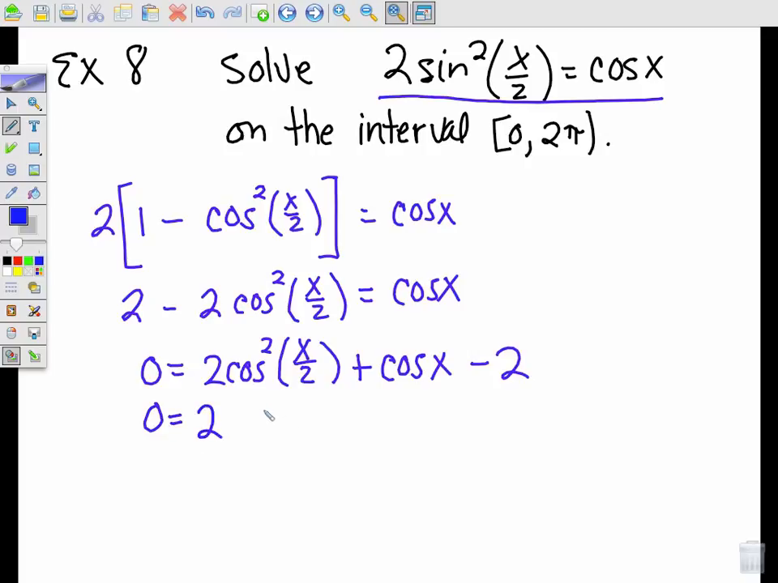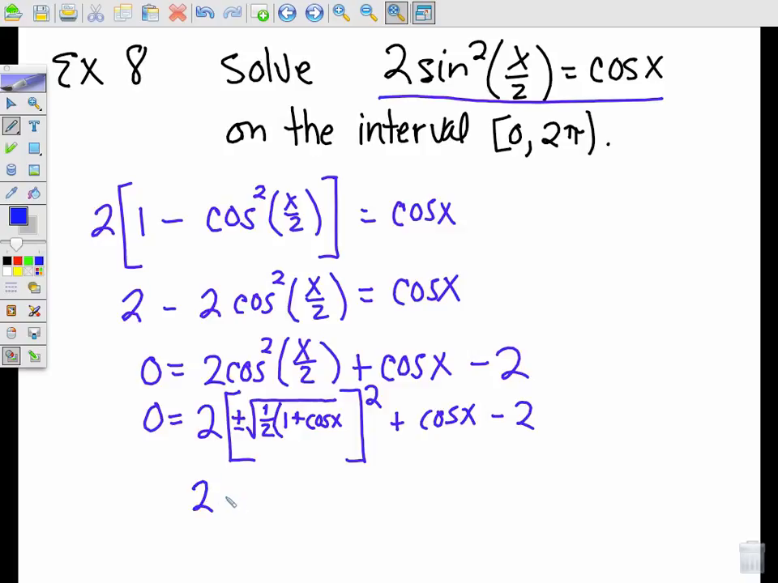All right, the next thing I'm going to do is substitute my half angle formula. So I don't worry about it being positive or negative at this point in time because I'm going to end up squaring it. By squaring positive or negative, it becomes positive. So I'm not going to worry about that, but I'll show you the signs anyways. I'm going to substitute my formula, and that whole cosine of x over 2 is being squared. So my formula is plus or minus the square root of 1/2 times 1 plus cosine of x, plus cosine x here, minus 2.